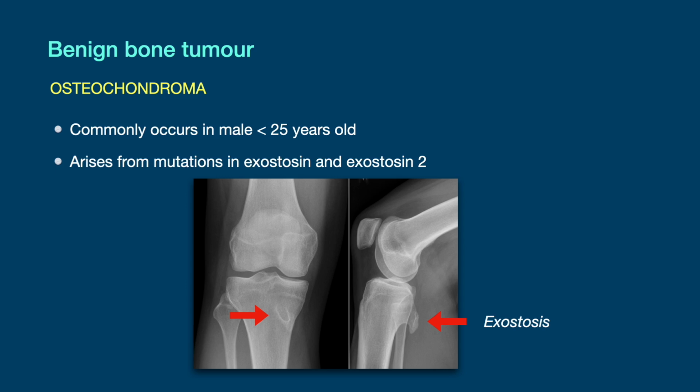It commonly affects the distal femur and proximal tibia. It can also occur over the ilium or scapula.